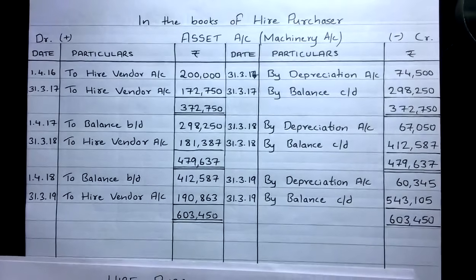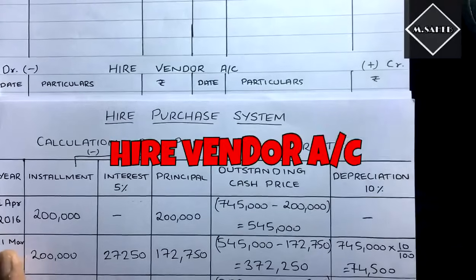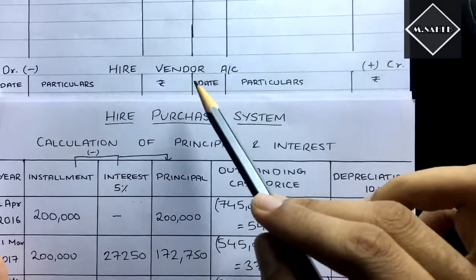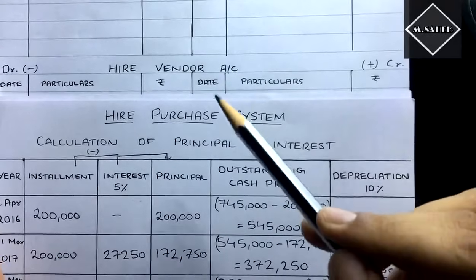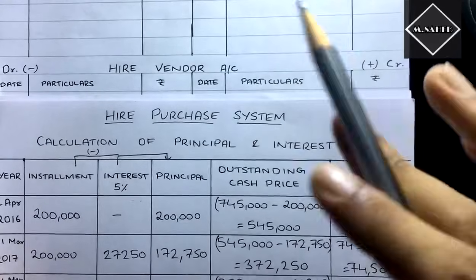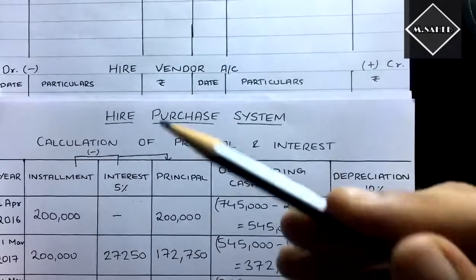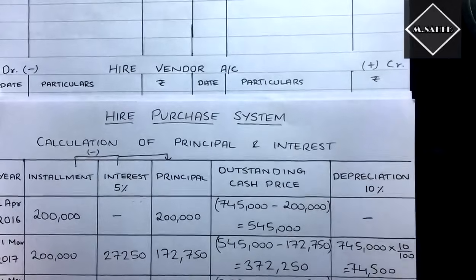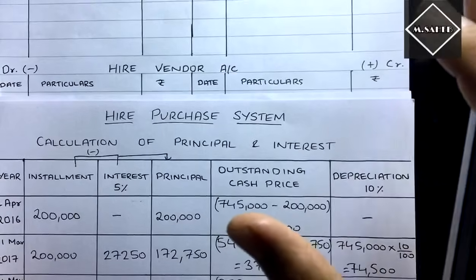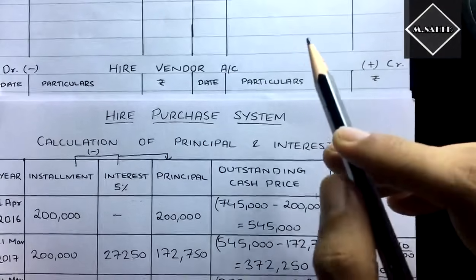Now, after preparing the asset account, the second account that we need to prepare is the hire vendor account. Now, who is the hire vendor? The hire vendor is the person who sold the machinery to the hire purchaser under the hire purchase system. Now, the hire purchaser has to pay the hire vendor on an installment basis, right? So now the hire vendor is a creditor to the hire purchaser.